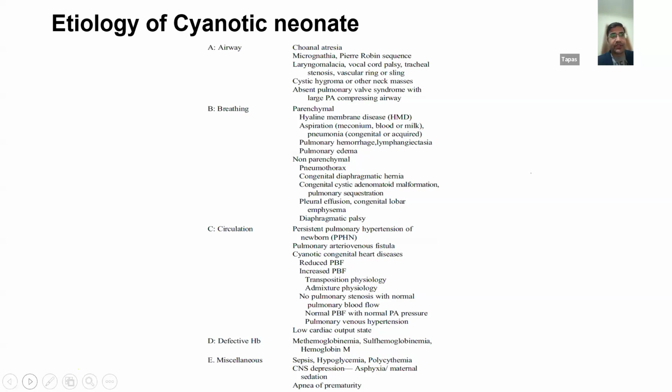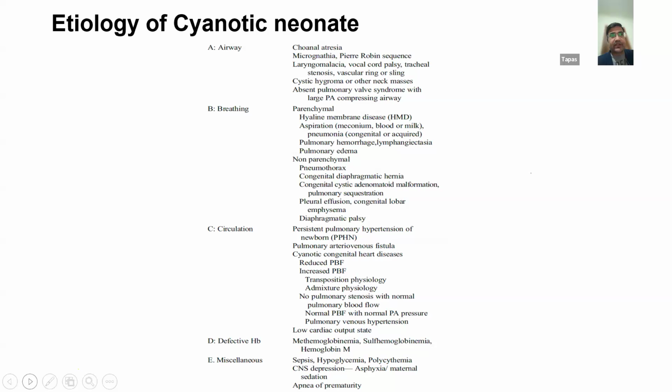So the causes could start well from the airway, like in babies with choanal atresia. So what is the characteristic cyanosis you can see in babies with choanal atresia? Normally it is evident in babies with bilateral choanal atresia. In unilateral choanal atresia, babies remain asymptomatic. However, in babies with bilateral choanal atresia, what is the classical clinical manifestation? Yes. Whenever the baby is not crying, the baby will look cyanosed. When the baby starts crying, the cyanosis will go off.